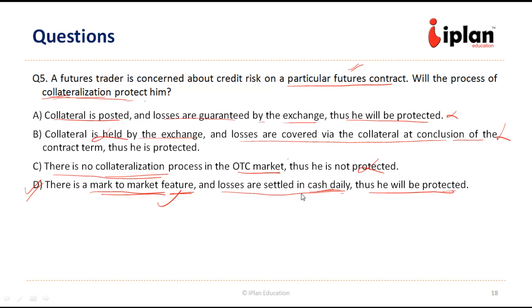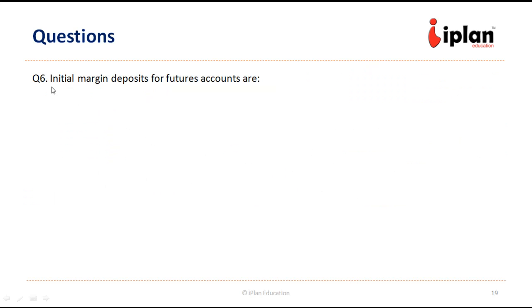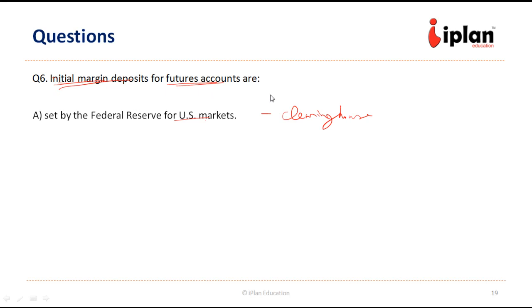Now let us move to question number 6. It says initial margin deposits for futures accounts are set by the Federal Reserve for the US markets. No, it is set by the clearing house. The clearing house will set the initial margin deposit, not the Federal Reserve. So this is wrong. B says they are typically 50% of the purchase price. This is also wrong. Usually they are small, about 5 to 10% of the purchase price.